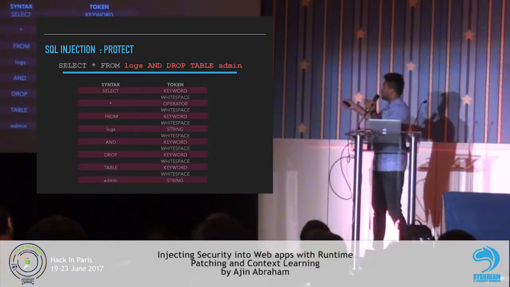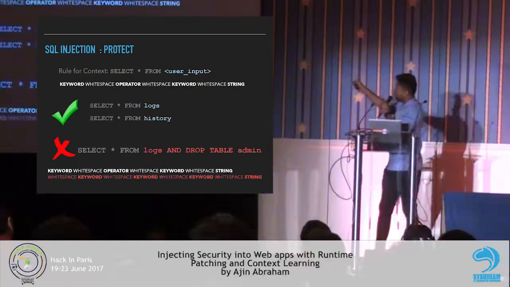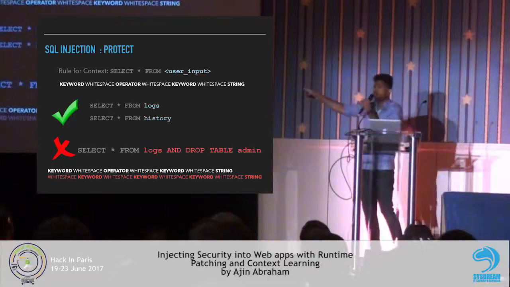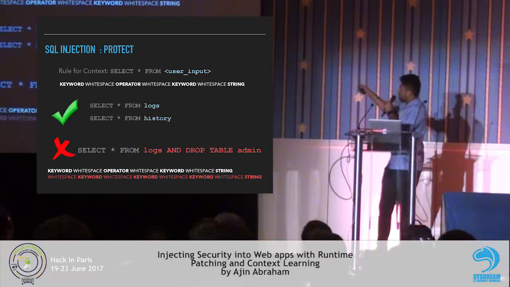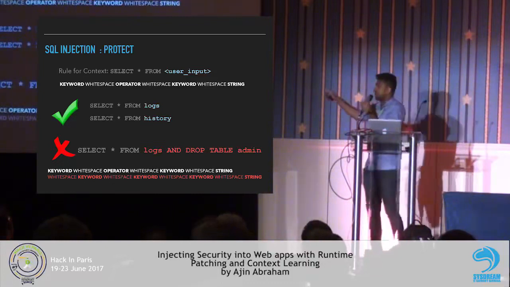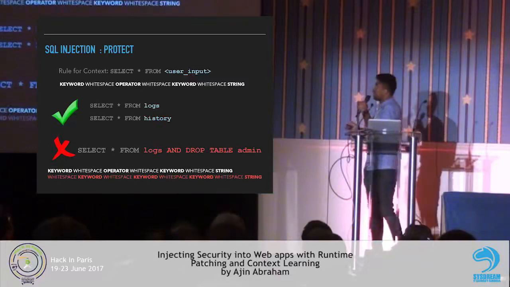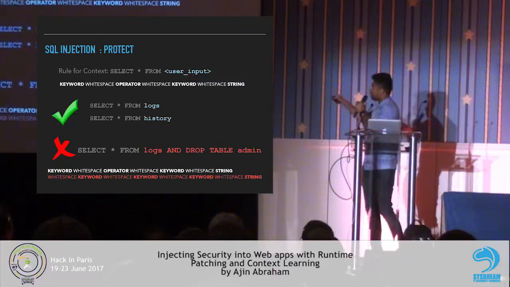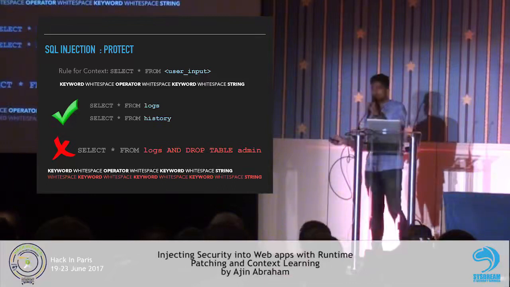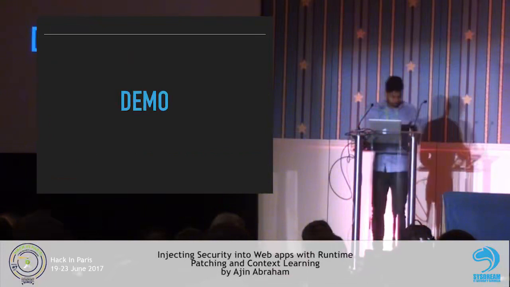So it's quite precise. For example, for the particular context that executes select star from user input, we learned that the token structure for that context is keyword, white space, operator, white space, keyword, white space, string. So it should ideally allow anything like select star from logs, select star from history, or select star from any other string. But the moment you try to add code there, like select star from logs and a SQL query, which is code, the structure completely changes, and you can precisely detect it as a SQL injection. So let's see a demo.